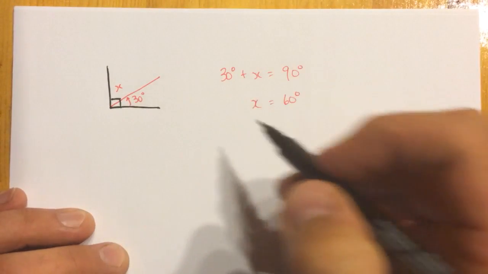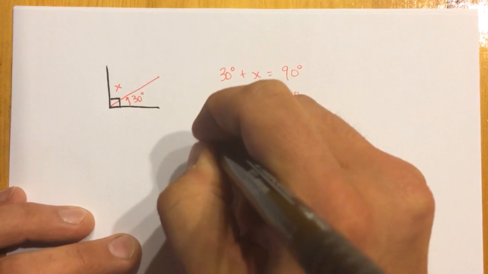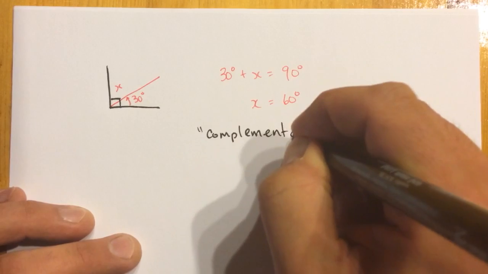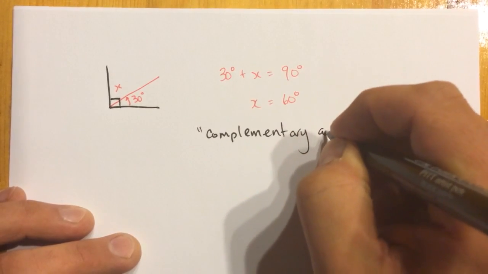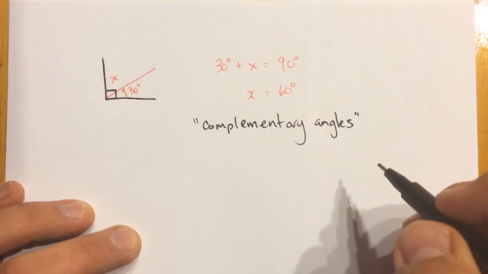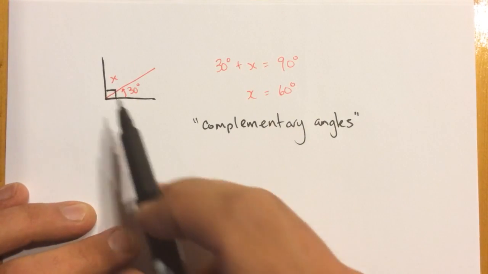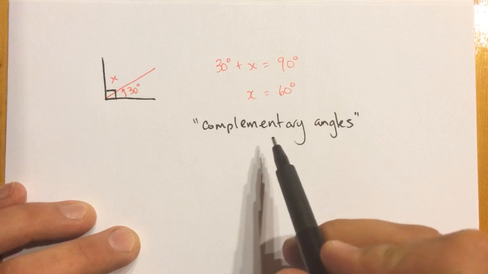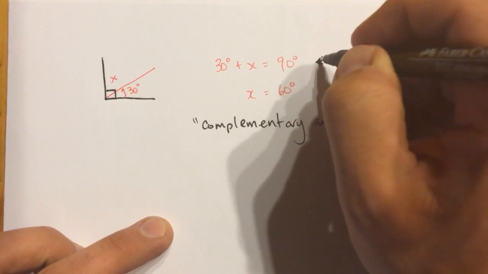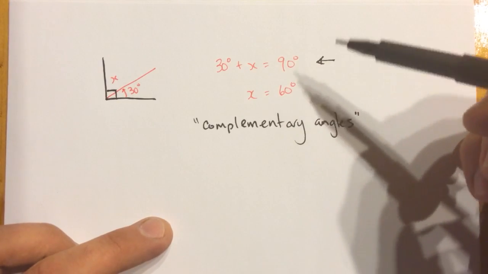These two angles together, since they add up to 90, are called complementary, meaning they complete that 90-degree angle. Complementary angles are two or more angles that add up to 90. So it can be 3 or 4 or 5 angles. As long as they add up to 90, they're called complementary angles. And this thing right here is an example of using the complementary angle theorem.